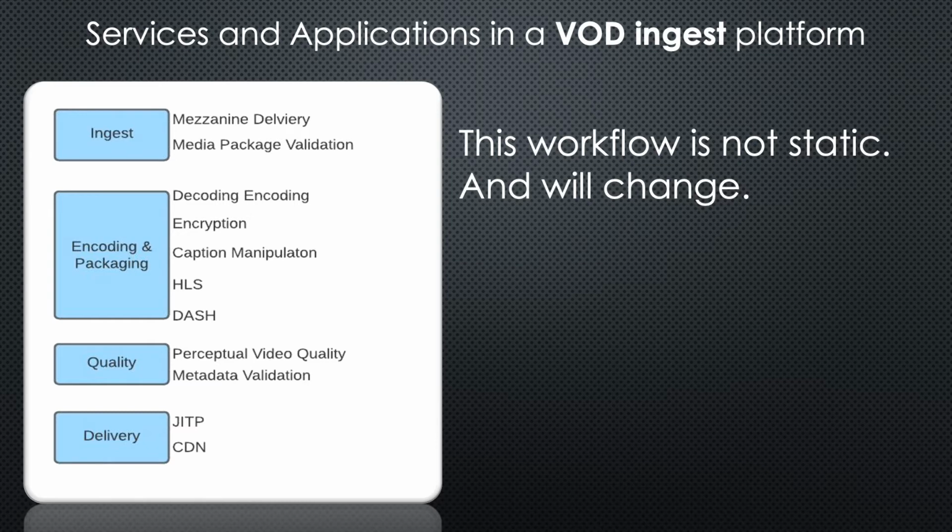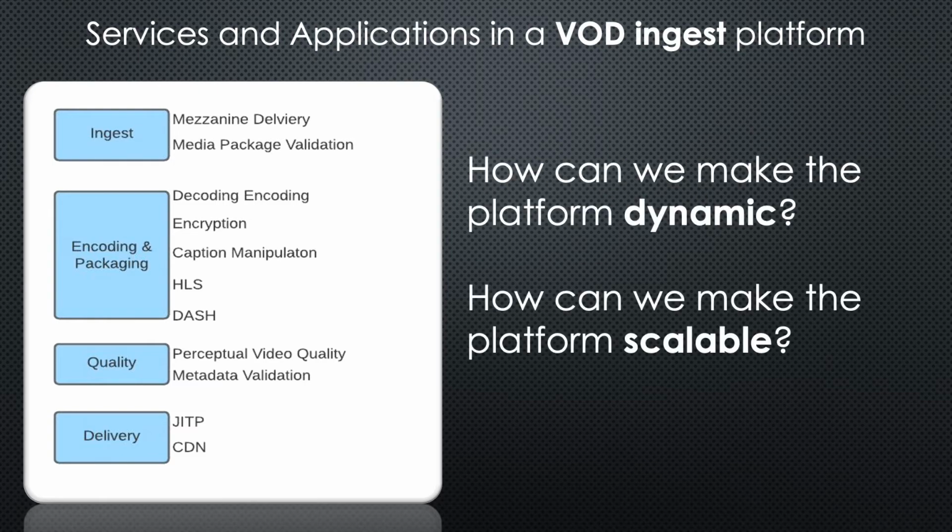But there may be a requirement that that same asset will need to have a sidecar caption file, maybe for playback. Therefore, we may be able to skip the decoding and encoding, but we still need to run the caption manipulation to be able to create a sidecar file from the caption. So with this in mind, we need to create a video ingest workflow that is dynamic and scalable.